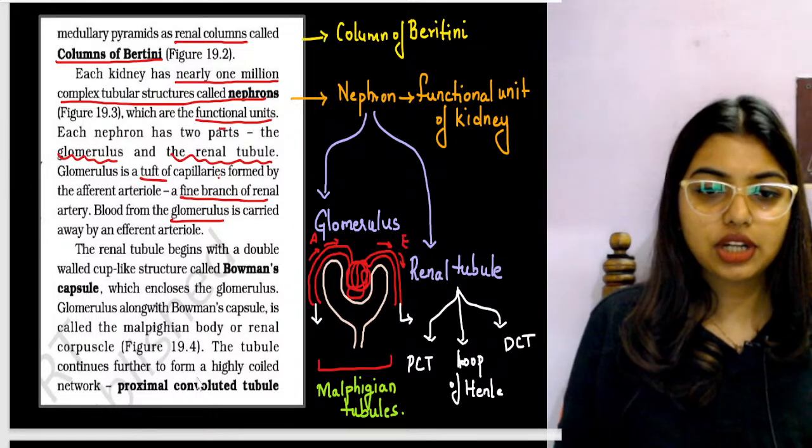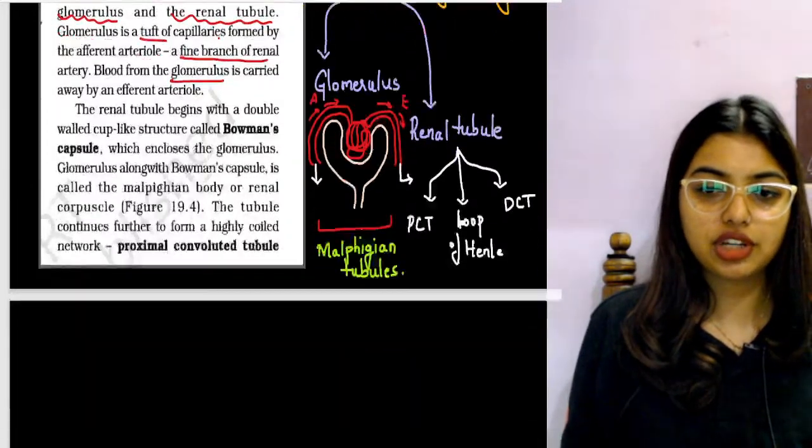Okay, now the tubule continues and gets highly convoluted into PCT, DCT and loop of Henle. Now ready?